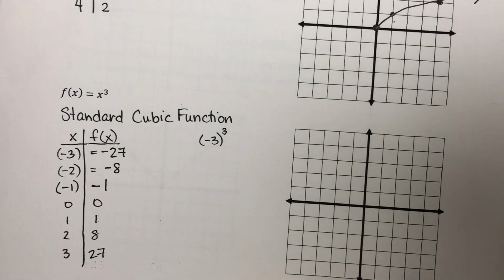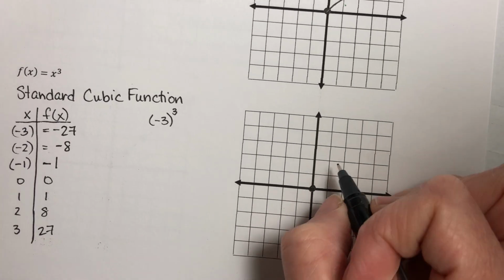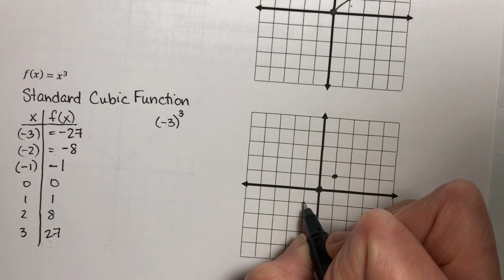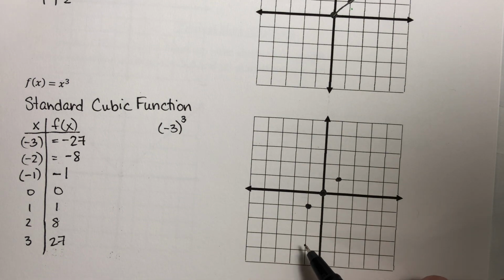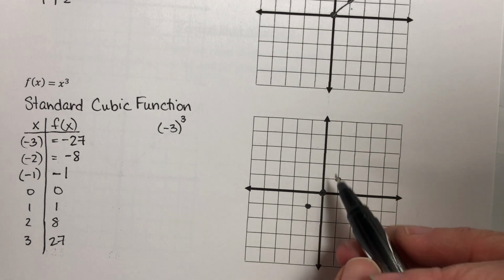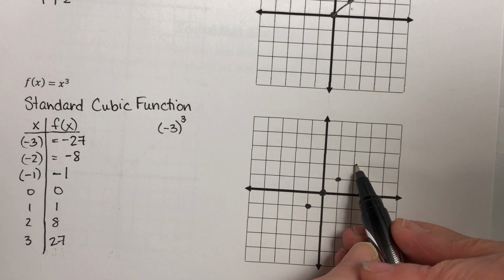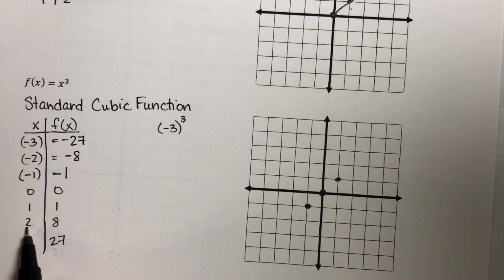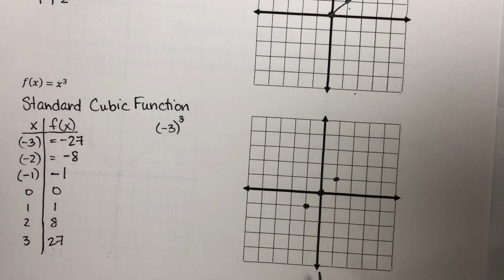Let me just plot the ones here that I can plot. I have 0, 0. I have 1, 1. And I have -1, -1. These are the only ones that fit on my graph. Now, if I'm not careful, these happen to line up in a straight line. But this is not my whole graph. If I draw this as a straight line, then that would say that if I plug in 2, I should get 2, and I definitely don't. If I plug in 2, I get 8, which is way up here. If I plug in -2, I get -8, which is way down here.